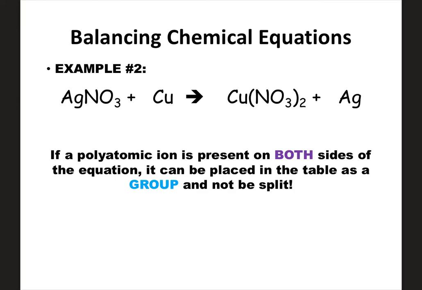For example, in this reaction, NO3 is the polyatomic nitrate, and the NO3 is here again on the other side. So when I'm doing my table, I can put NO3 in the table as one. I don't have to split it into N's and O's. If this was NO2 on this side, then that's not the same. NO3 is not the same as NO2, so I would have to split it up into N's and O's. You're more than welcome to split it up and do Ag, N, O, and Cu for your table, but it makes it a little bit easier to group the polyatomic ion together. Sometimes you have no choice. You have to split it up.